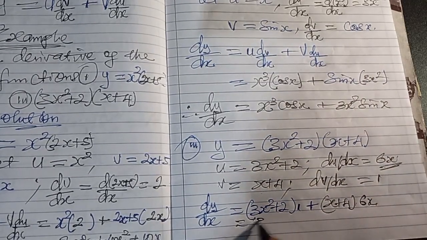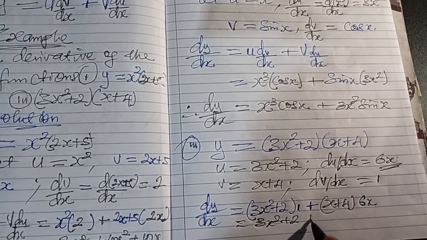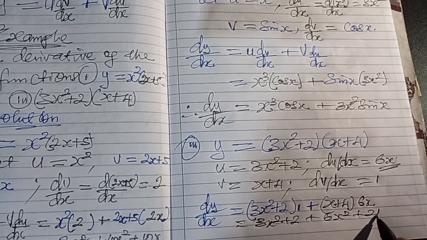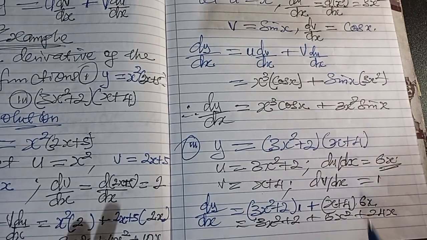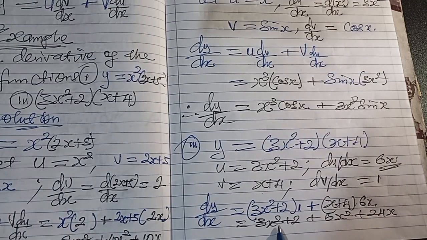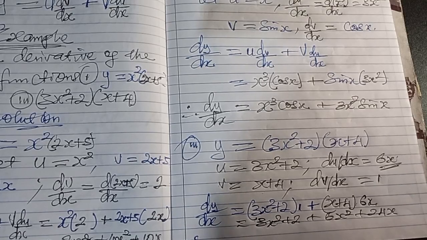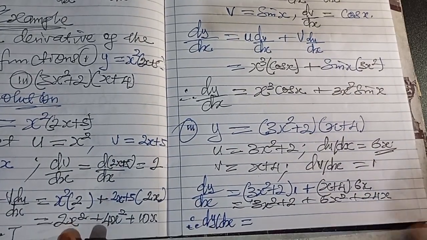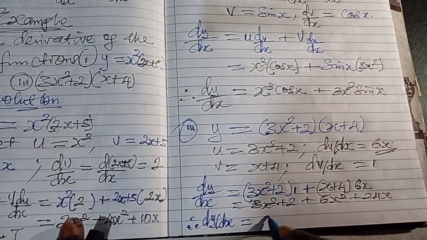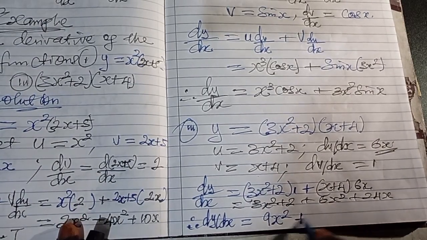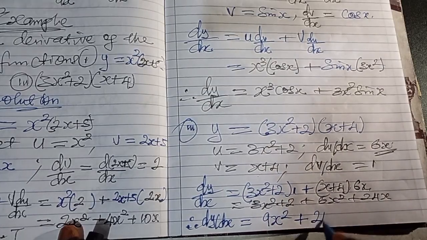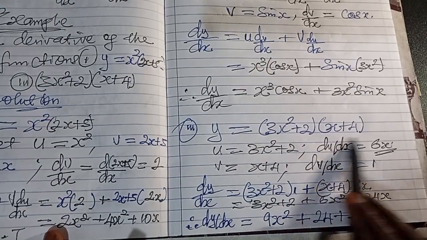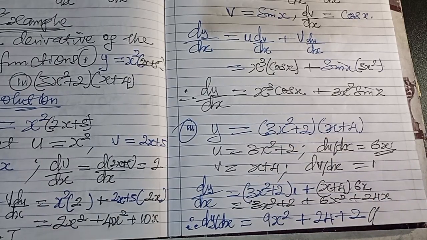Now open this bracket. We have here 3x squared plus 2 plus 6x multiplied by x, 6x squared plus 24x. Now collect like terms here. 6x squared plus 3x squared will give us 9x squared. So therefore dy dx is equal to 3x squared plus 6x squared, you have 9x squared plus 24x plus 2. Okay, so this is the derivative of this function using the product rule.